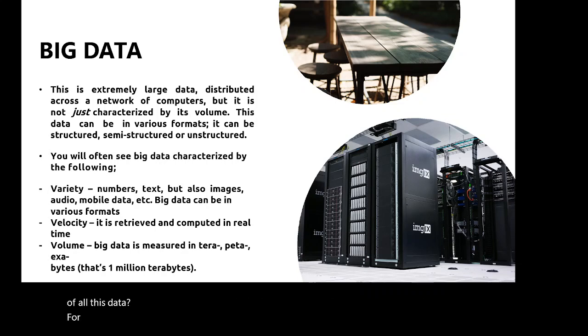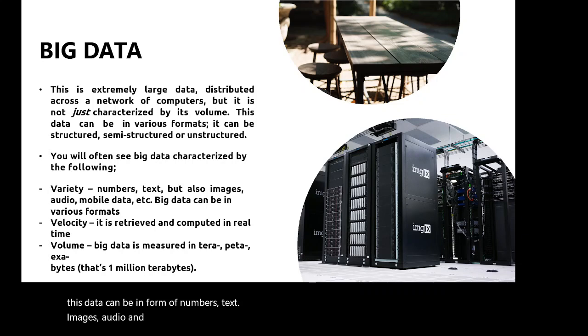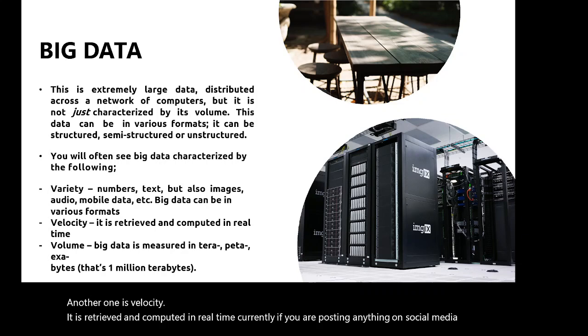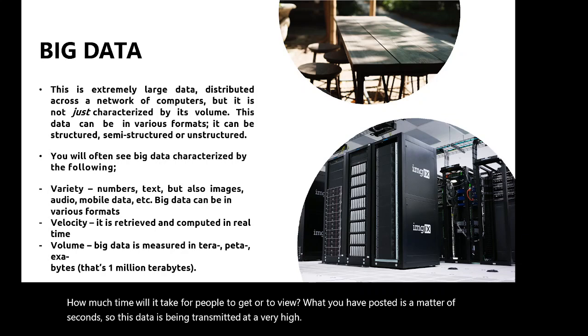Other characteristics of this big data: we are talking about variety. As I have mentioned, this data can be in form of numbers, text, images, audio, and so on. Another one is velocity. It is retrieved and computed in real time. If you are posting anything on social media, how much time will it take for people to view what you have posted? It is a matter of seconds. So this data is being transmitted at a very high velocity.